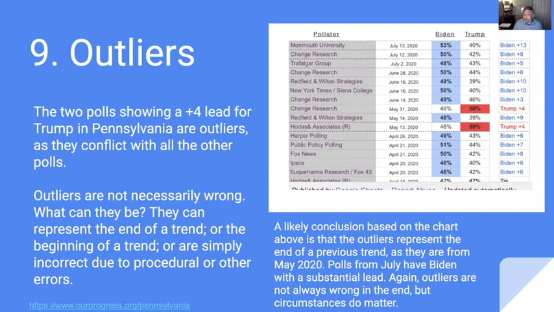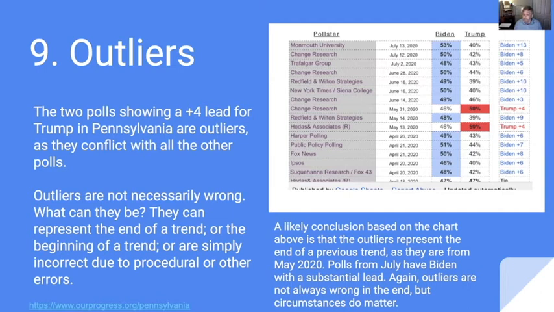So what does that mean? Well, an outlier can be one of three things. It can be the end of a trend, it can be the beginning of a trend, or it can just be bad polling. So it's likely that in this case, these were the end of the trend of Pennsylvanians looking favorably on Donald Trump. Somehow these two firms sort of corralled the right number of people that still felt that Pennsylvania would go for Trump. And they became an outlier for the end of a trend. That is likely what happened.